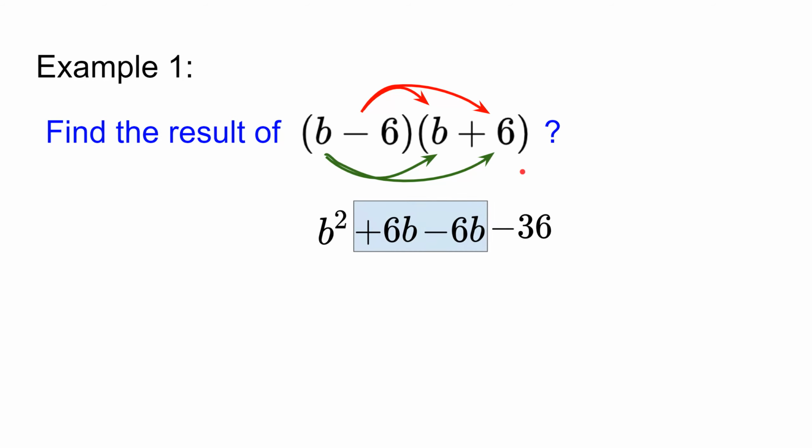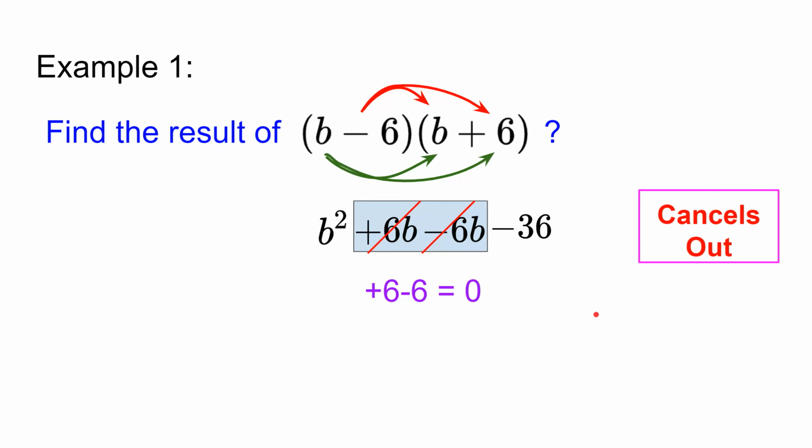Now what's unique here is that you have those terms, if you want to combine them, they're already the same one, but they're opposite to each other, one positive, one minus. So 6 minus 6 equals 0, which means these terms are going to cancel out. So what's left is b squared minus 36. So this is the first case, when they cancel out.